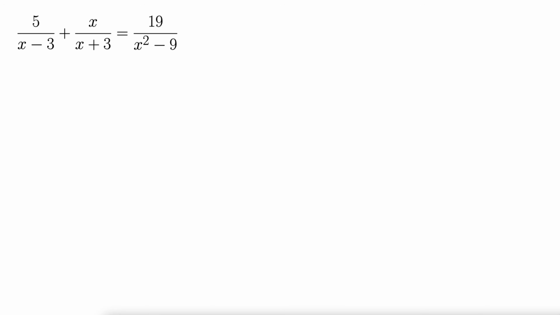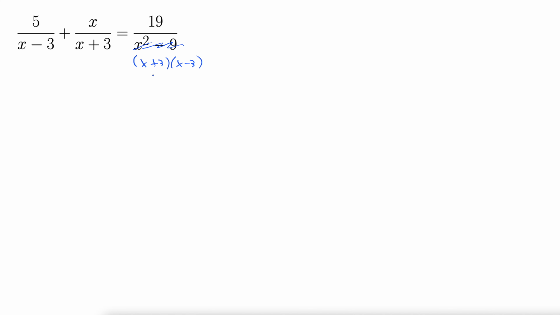For this example, we have 5 over x minus 3 plus x over x plus 3 equals 19 over x squared minus 9. We want to solve this thing. We need to get rid of those denominators. So let's multiply both sides by the LCD, which we need to find by first factoring. And look, x squared minus 9 factors as x plus 3, x minus 3.